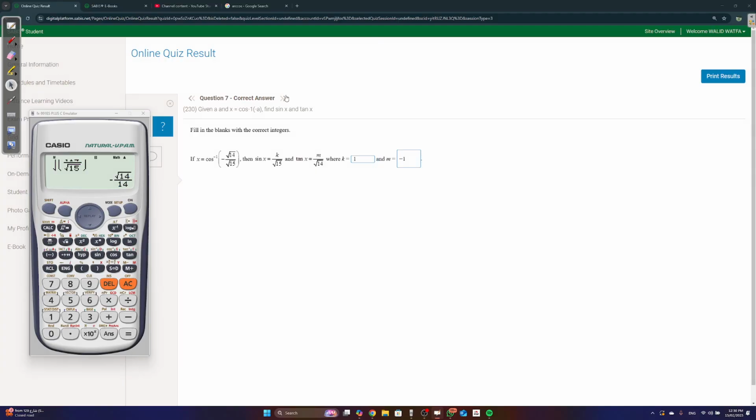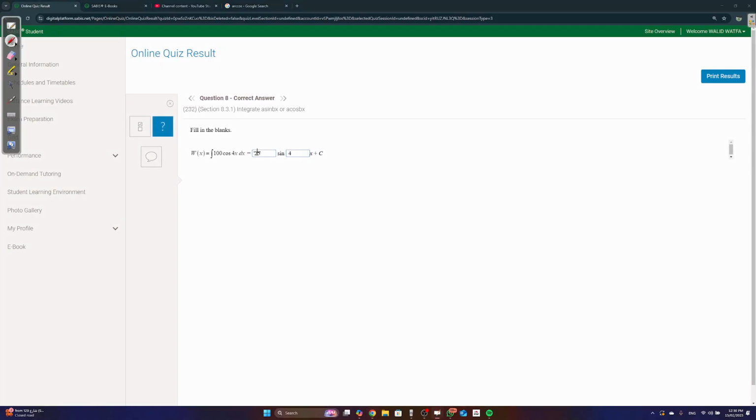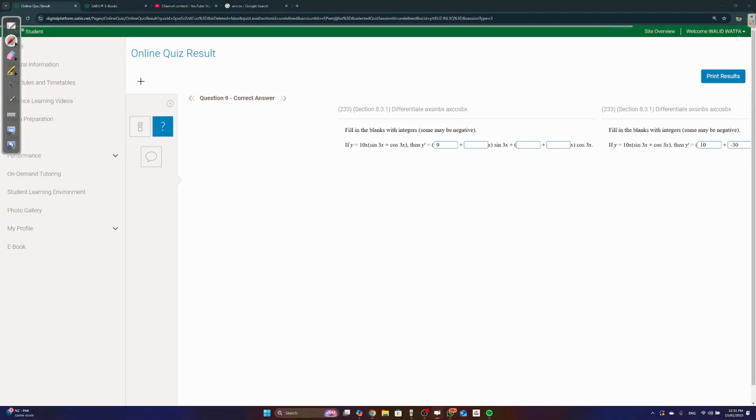Very easy. Question 8. Okay, these are easy. W of x, they want you to integrate 100 cosine 4x. I tell you always, the number here, take it outside. Then what do you do? 1 over a. What's a? 4. So times 1 over 4. What's the integral of cosine? It's negative. So is it? No, it's just sine. Integral of cosine is just sine 4x plus c. Just use the formula. So cancel, 25 sine 4x plus c. Very easy. Formula.